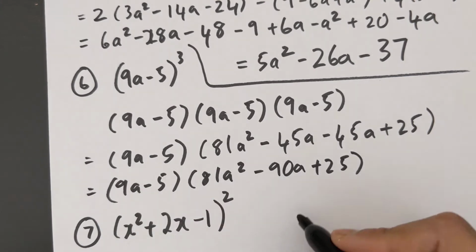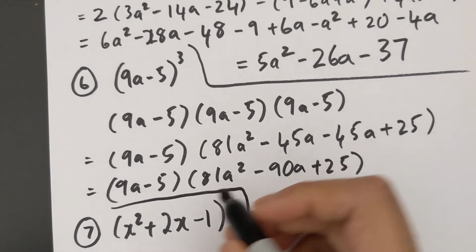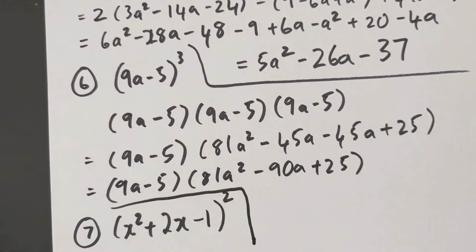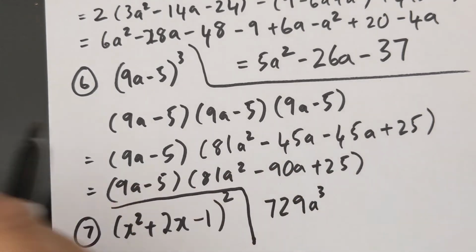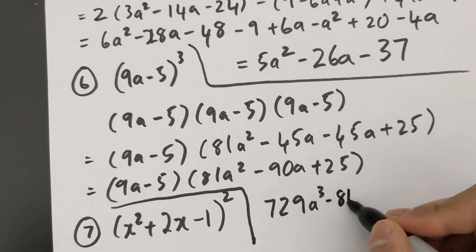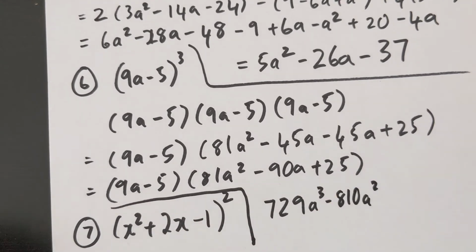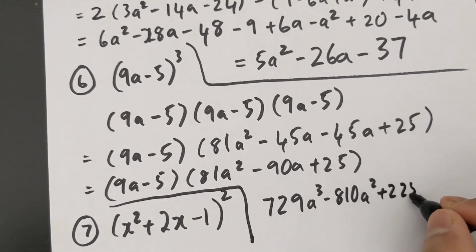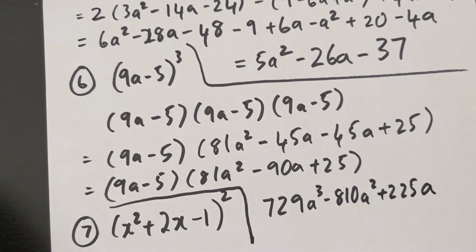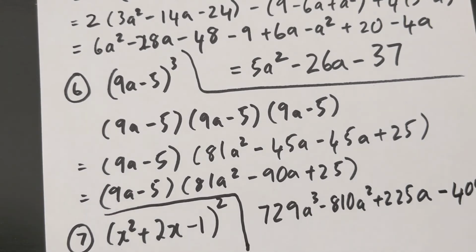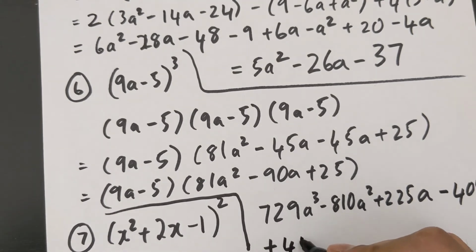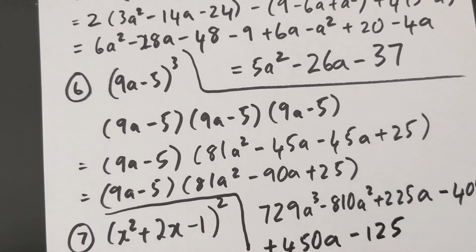So 9a times all three of those. So 9a times 81 is 729a cubed, minus 810a squared, plus 225a, minus 405a squared, plus 450a minus 125. And finally I'm going to combine my like terms.